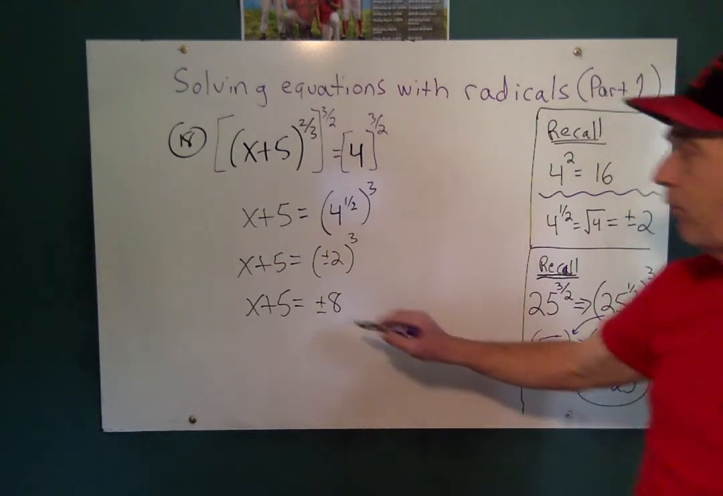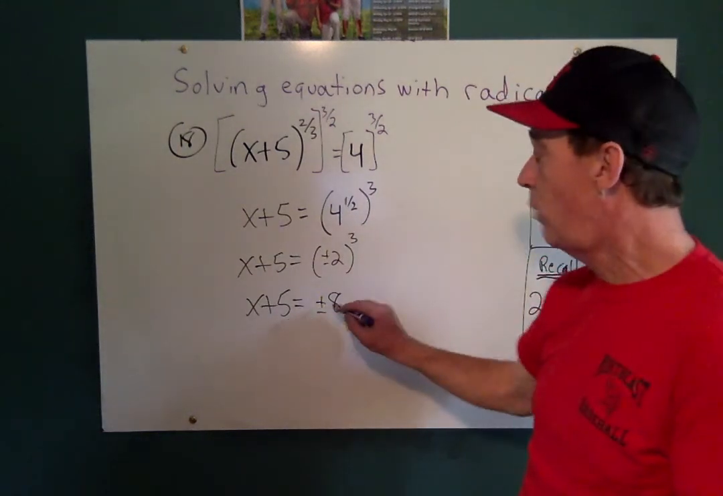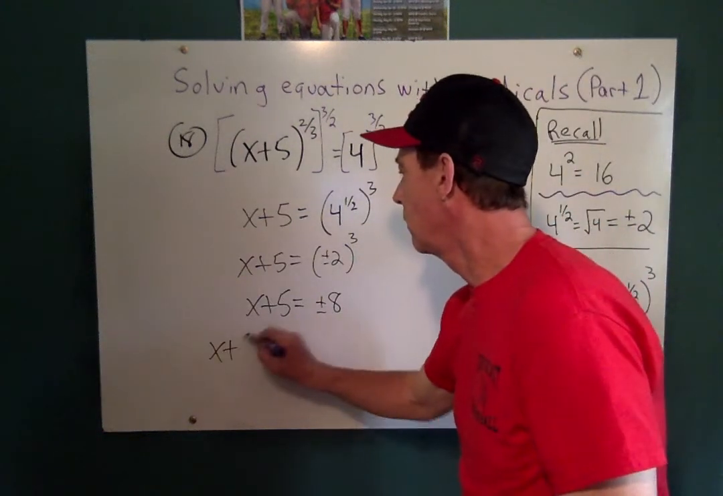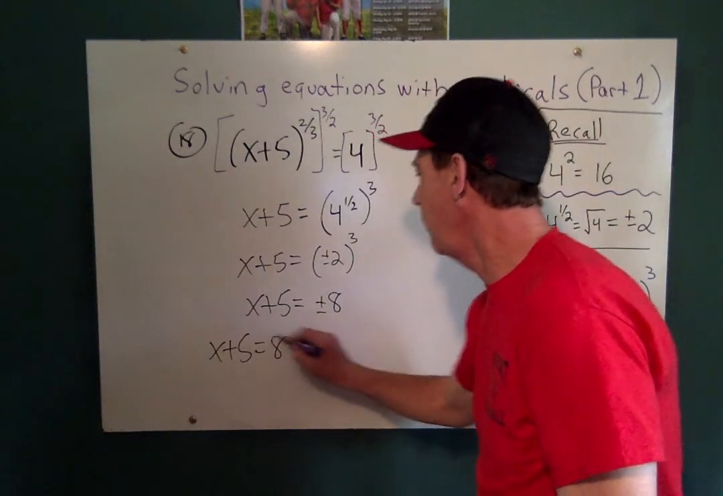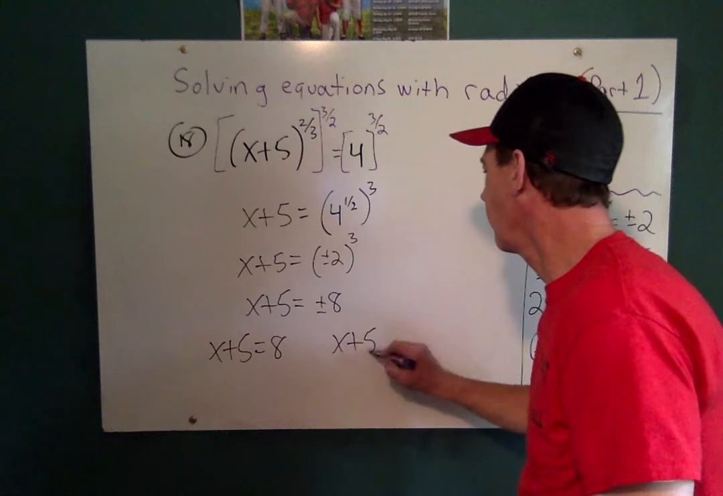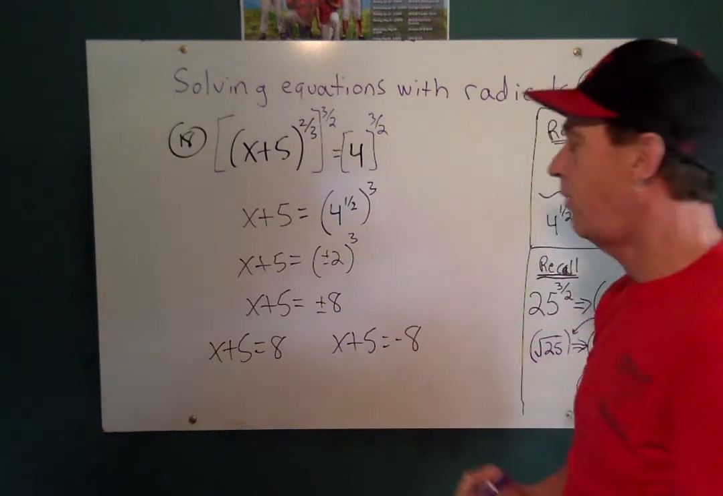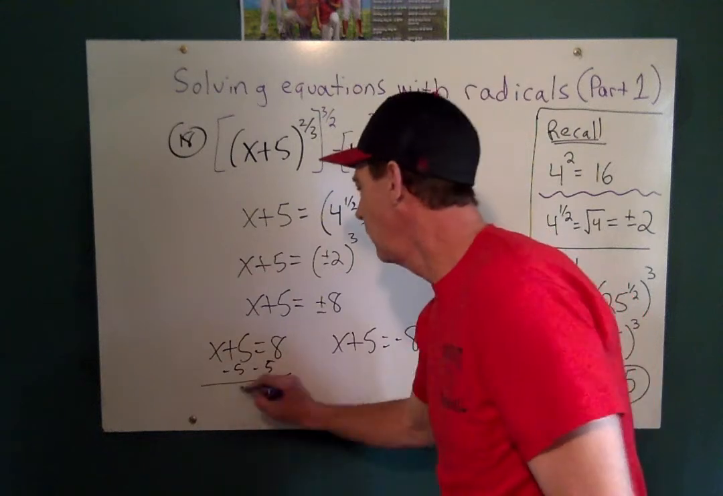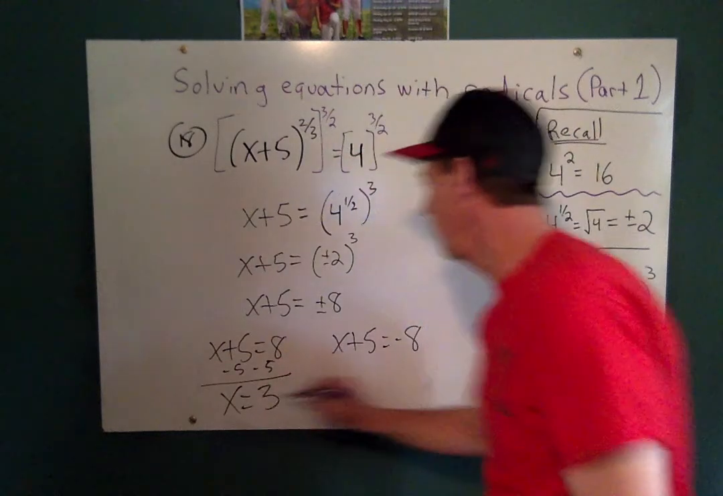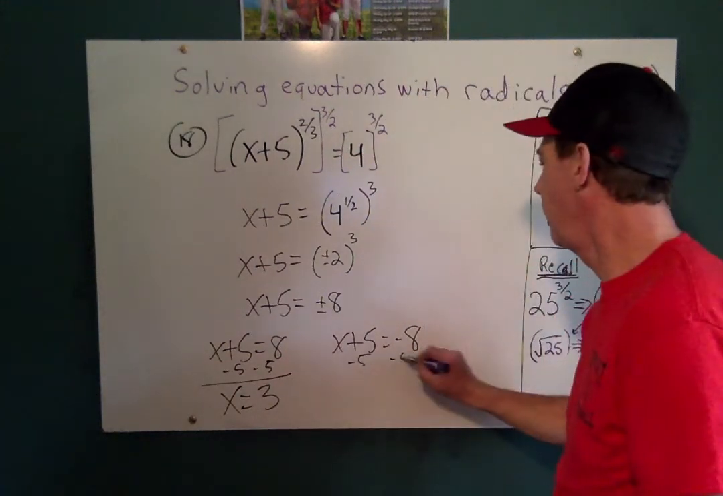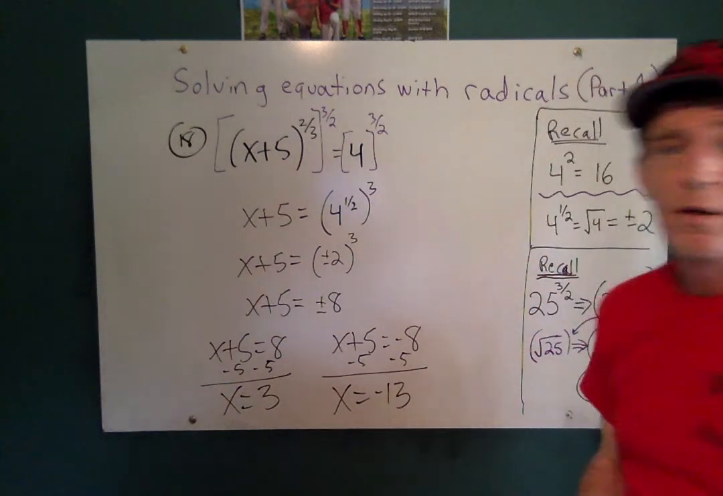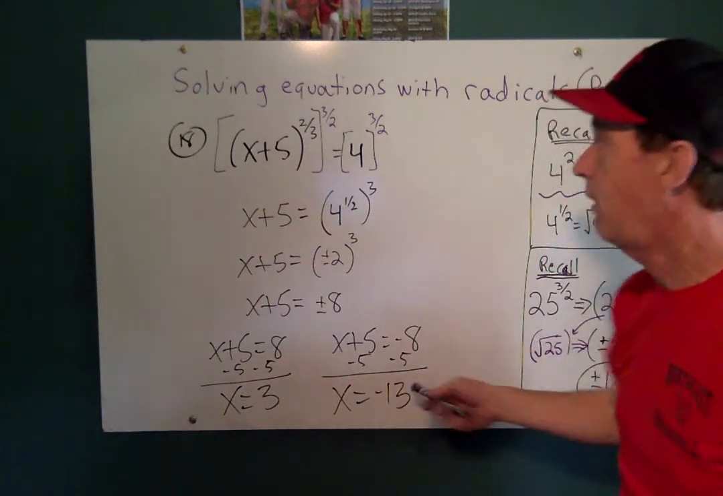Now I need a minus 5 off both sides. So this creates two equations, one with positive 8 and one with negative 8. Positive 8, negative 8. So minus 5, x equals 3, minus 5, and x is negative 13. So my two answers are 3 and negative 13.